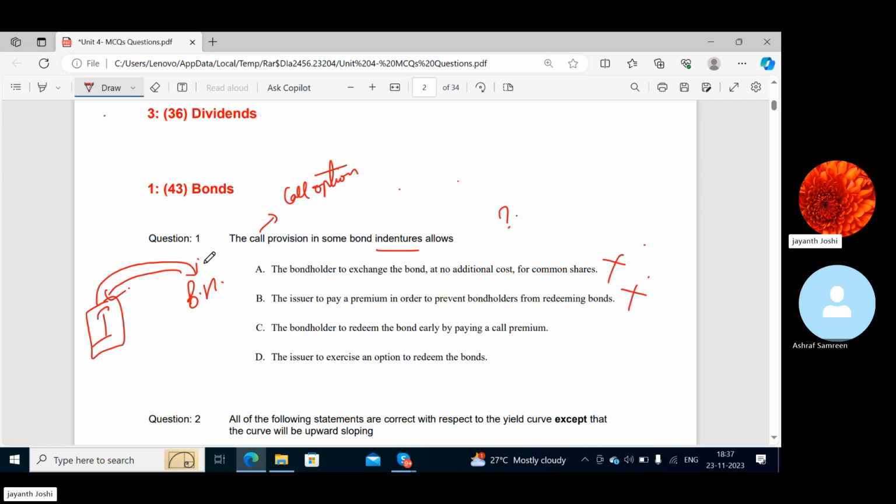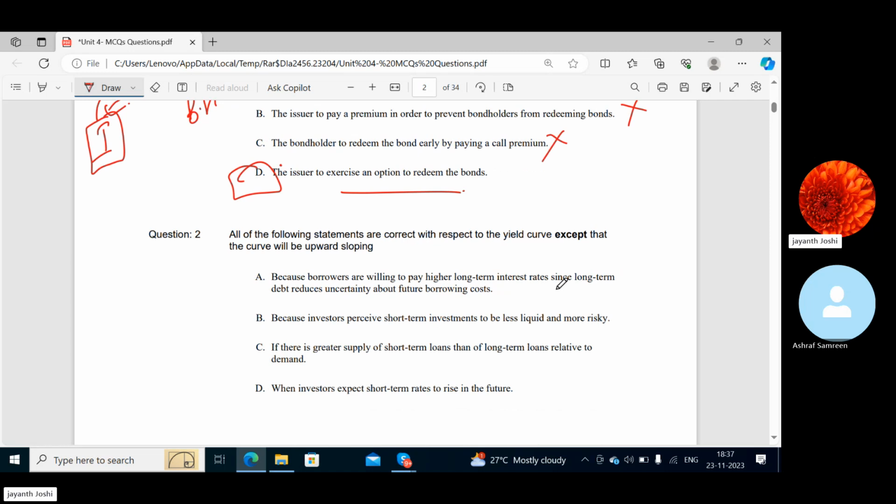I think you've gone through the options concept, right? Yes. So the fourth option goes well with this. The bondholder to redeem the bond early by paying a call premium is not correct; it should be from the bond issuer side. So, issuer to exercise an option to redeem the bonds. This is almost correct, right? The issuer can exercise the call option or call provision because in the agreement they have that right, and they can buy back the bonds. Buying back the bonds at some predetermined price is nothing but paying back the money to the bondholders. Is it right or wrong? Yes, sir. Option D goes for it. Okay. Next question.